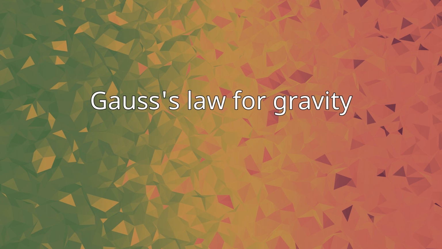Gauss's law for gravity. In physics, Gauss's law for gravity, also known as Gauss's flux theorem for gravity, is a law of physics that is equivalent to Newton's law of universal gravitation. It is named after Carl Friedrich Gauss. Gauss's law for gravity is often more convenient to work from than is Newton's law.